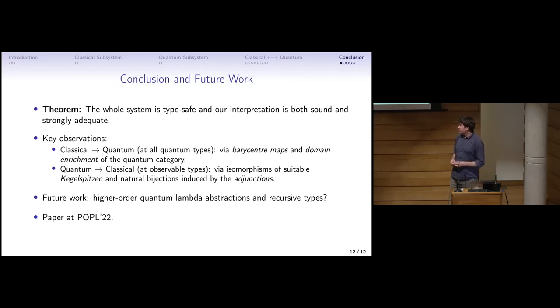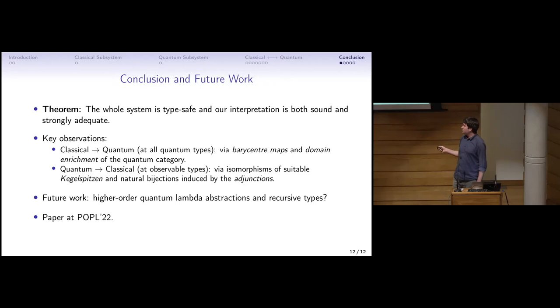If you just want to add higher order quantum lambda abstractions, but then remove recursive types, then there we do have some models. Actually, I think we have several. So this can be achieved, and this has been done, and then you can take care of measurements and so on. It's just that the combination of the two is problematic.